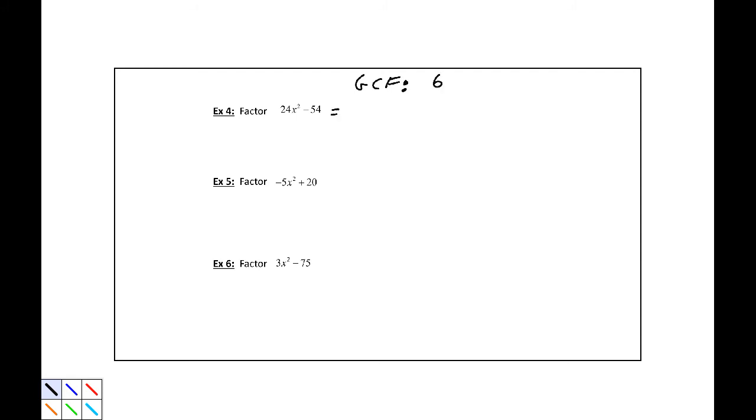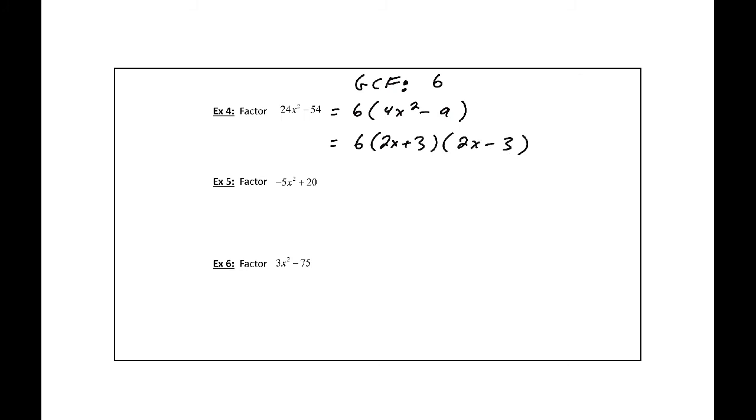So I can rewrite 24x squared minus 54 as 6 times (4x squared minus 9). Well, 4x squared and 9 are perfect squares, so this should be able to factor as 6 times two sets of parentheses. The first I'm going to have 2x plus 3, and the second 2x minus 3, because 2x, that quantity squared, would be 4x squared, and 3 squared would be 9.